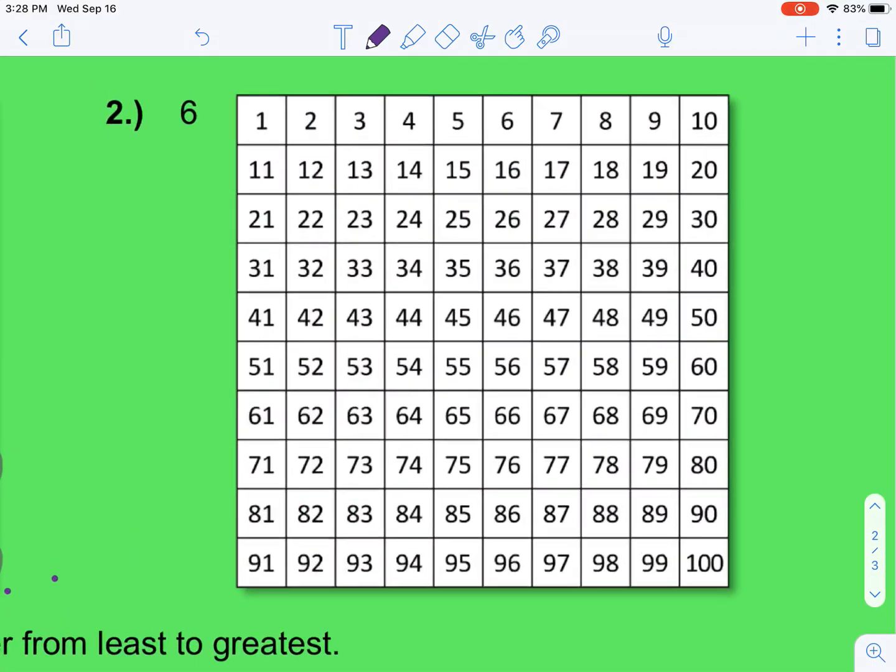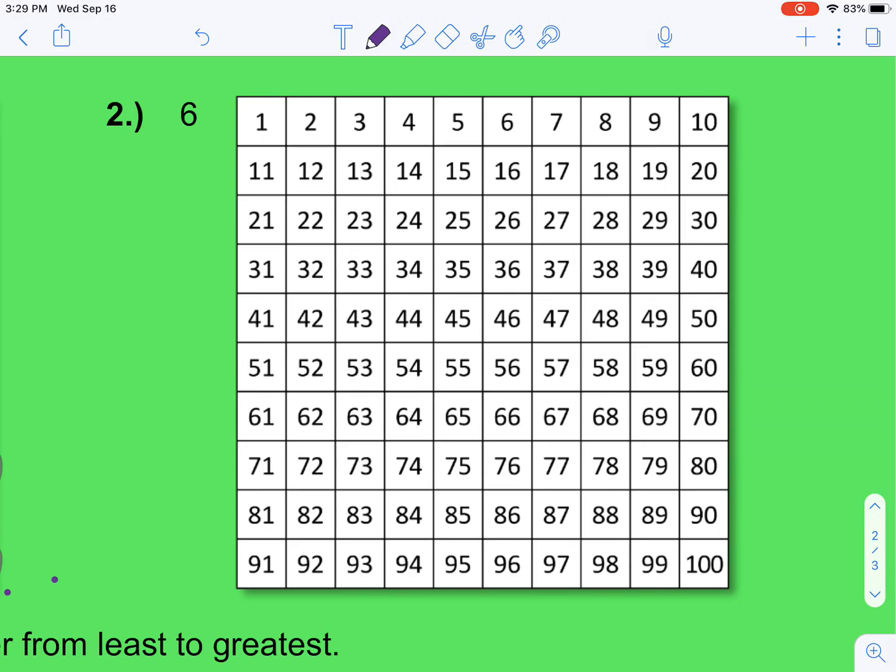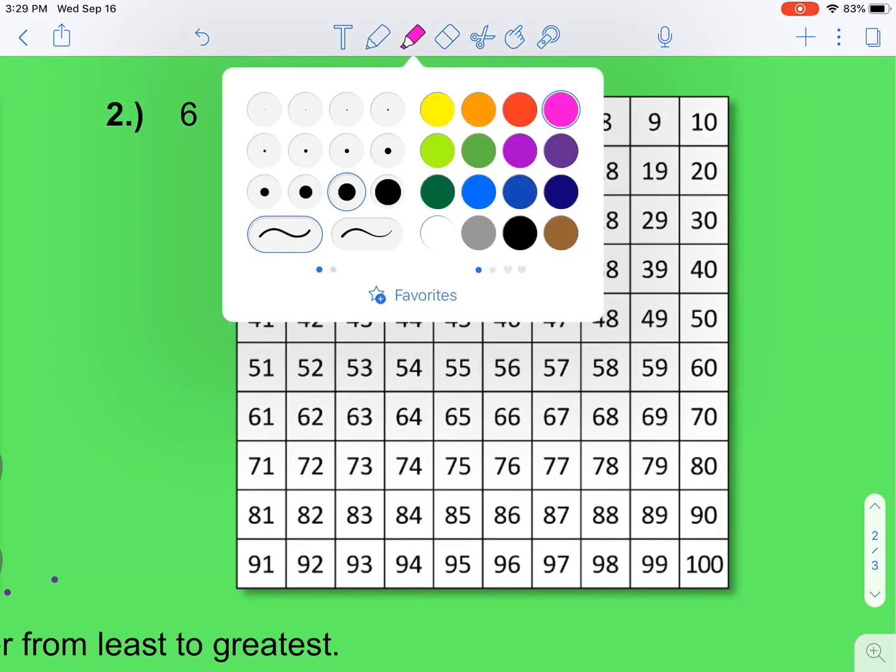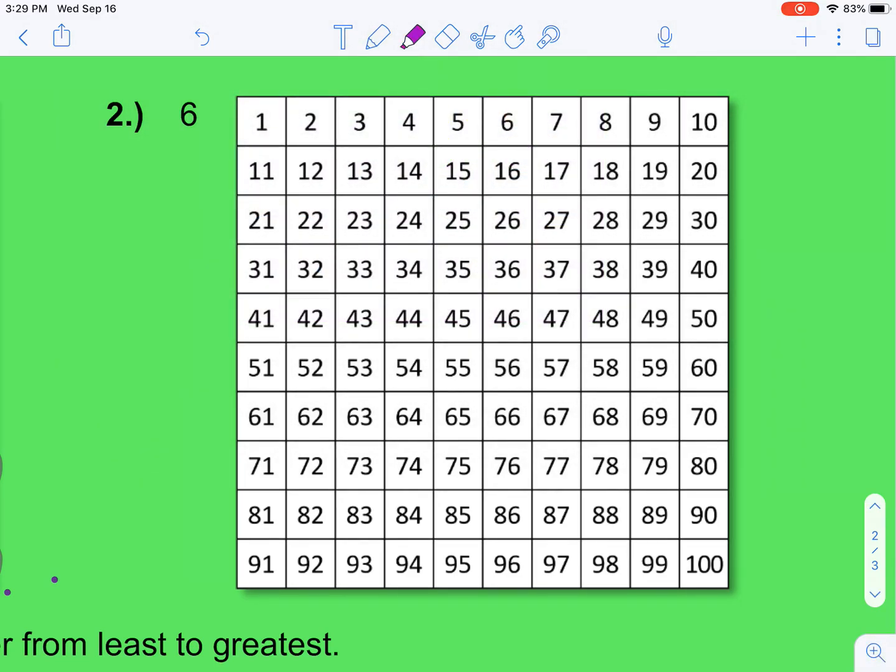So now let's look at 6. We are going to do the same thing. We are going to highlight our multiples of 6. So 6 times 1 is 6. 6 times 2 is 12. 6 times 3 is 18. 6 times 4 is 24. 6 times 5 is 30.